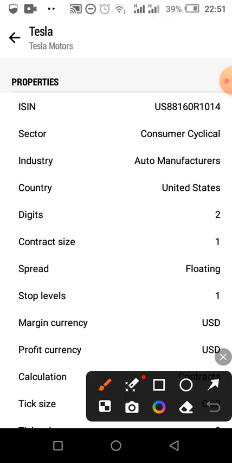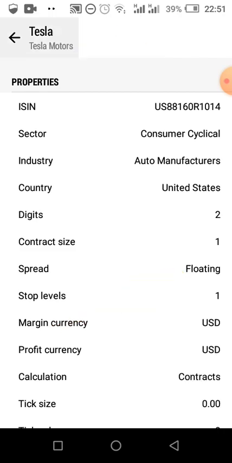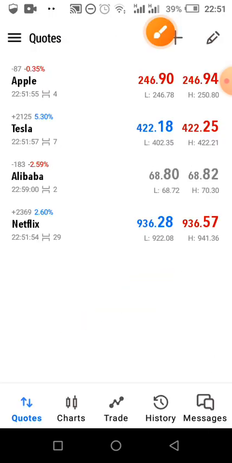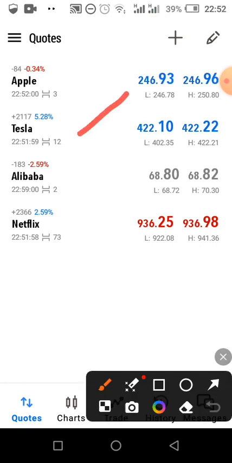So for Tesla, for this financial instrument which is a stock, you can actually see that the spread here is floating. Now, to estimate your trading cost for spread on instruments with floating spreads, you can regularly check the smallest to the biggest spreads that you would have seen over time, and then just try to accommodate them.